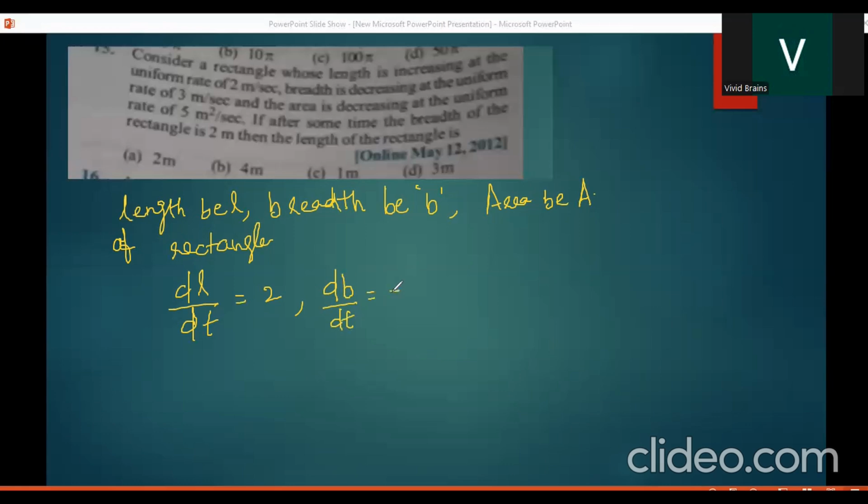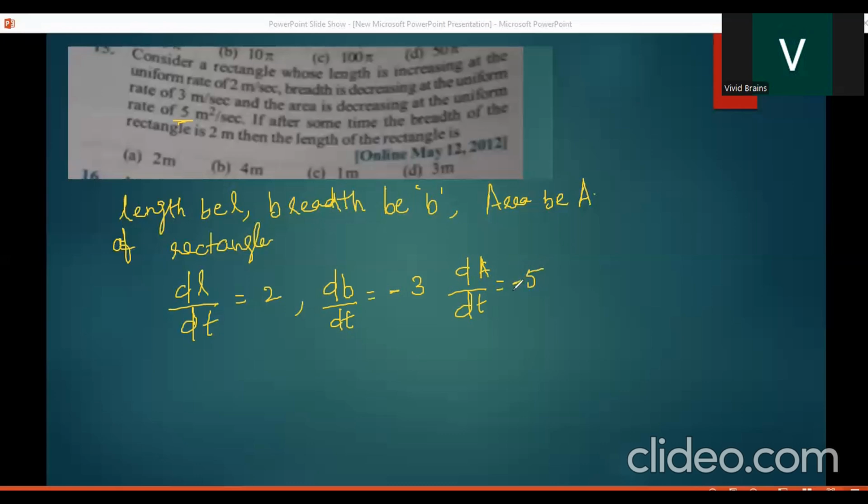So it is decreasing, which means dB by dt is going to be -3, right? Very good. Next, the area is decreasing at a uniform rate of 5 meter squared per second. So can I go with dA by dt? It is going to decrease, so it is going to be -5.